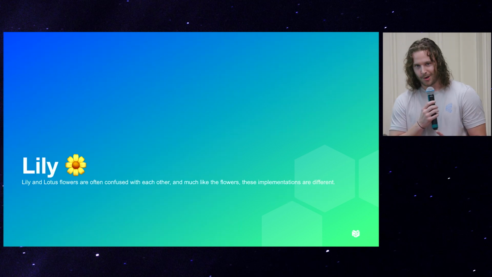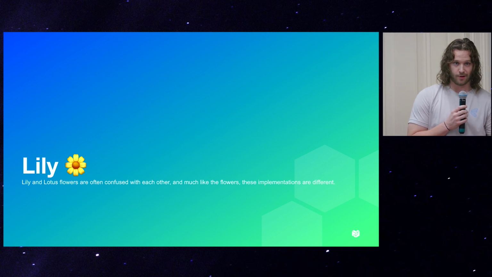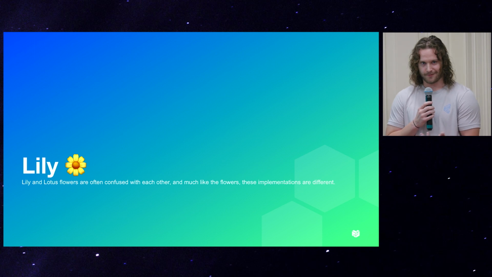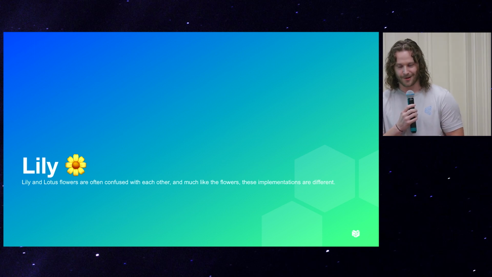So Lily, quick bit on the naming. Everyone's probably, hopefully, heard of Lotus. Lotus is the Go implementation of Filecoin. Lily is basically a wrapper over that, and we named it Lily because, like the flowers, they're often confused with each other, but they are different. The point here is that Lily is essentially a Lotus node with a wrapper over the top of it.